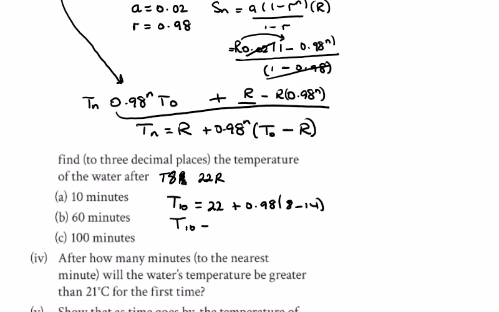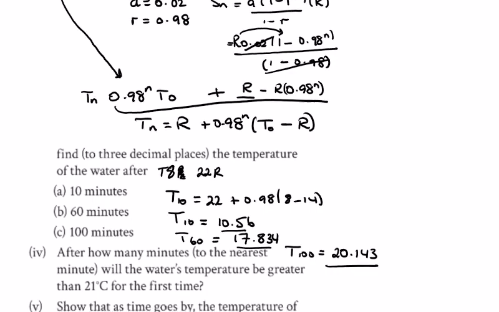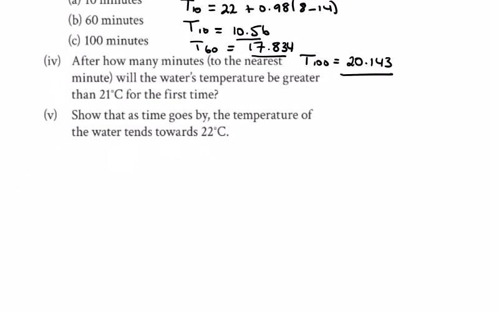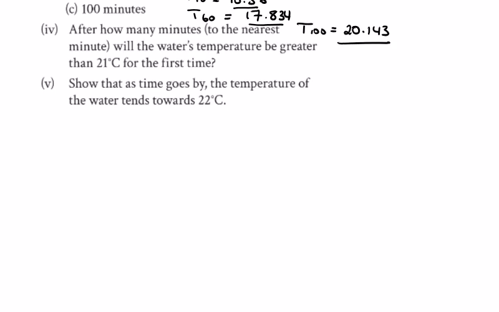T10 on a calculator works out to be 10.56. I'll just do T60, simplifying on the calculator the same way. T60 works out to be 17.834, and T100 on a calculator works out to be 20.143. Three answers here. After how many minutes, to the nearest minute, will the water temperature be greater than 21?